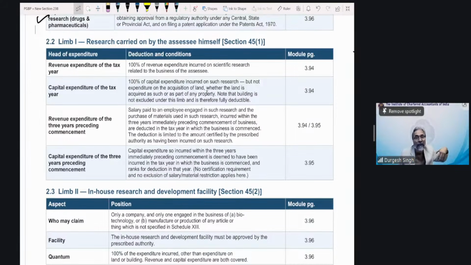But whenever you incur the expenditure in respect of them, that will be allowed to you as a deduction under section 45. Under section 45. And that is exactly what it is. Are you getting this particular point? Can you visualize how the two things are different?